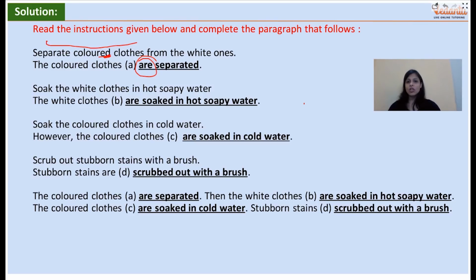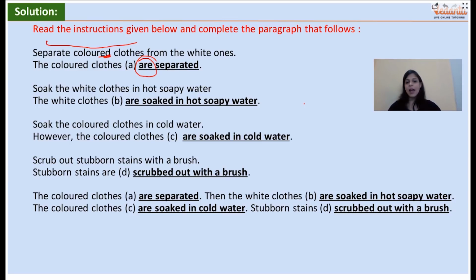Just say you might be watching all those TV advertisements where the other person is talking about how to make a particular dish. The ingredients are washed, the ingredients are used. So it's like they are using that particular tone. So similarly, you can apply the same knowledge here also. Soak the white clothes in hot soapy water. So the white clothes, they are. So imagine you are hosting a TV show and automatically it comes to your mind where you are going to use that tense.